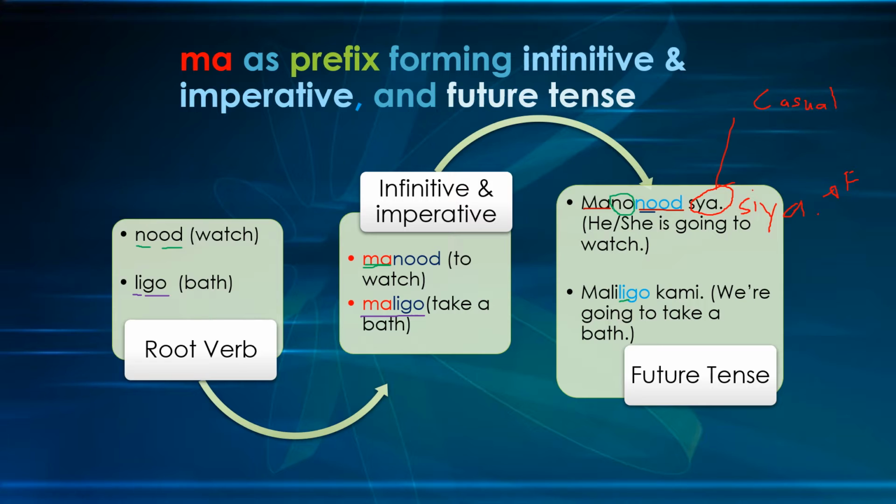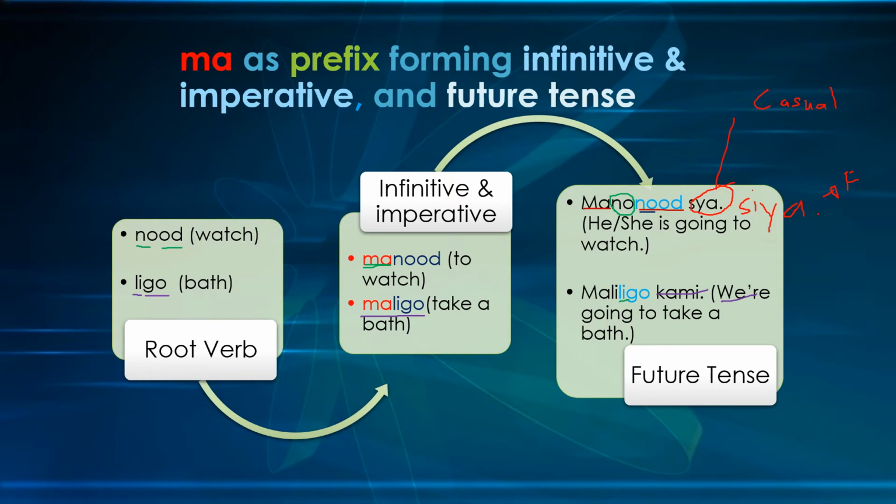Maliligo. In a sentence, let's have here, maliligo kami. Kami means we. Maliligo means is going to take a bath. So this sentence, maliligo kami, means we're going to take a bath. So yeah, I hope this kind of pattern is clear.